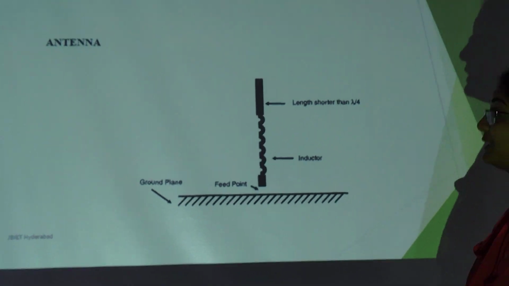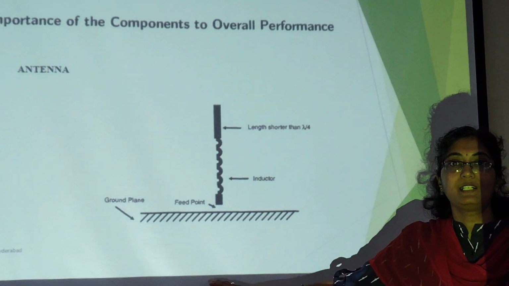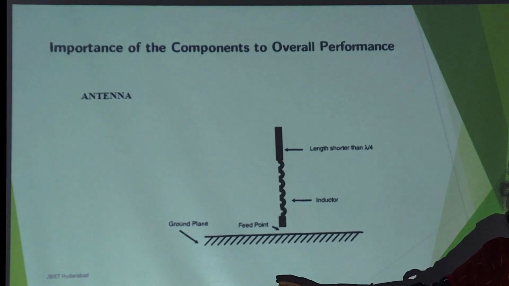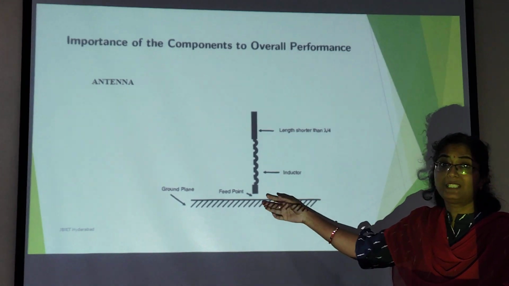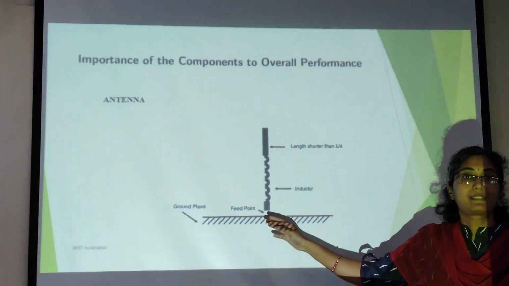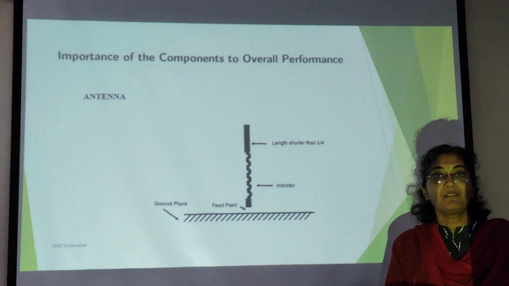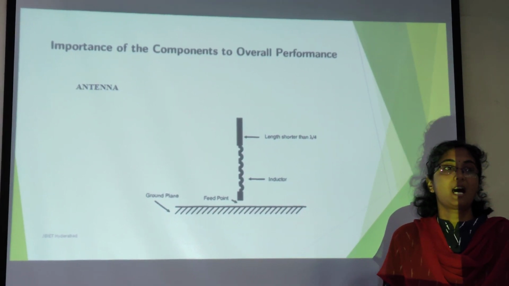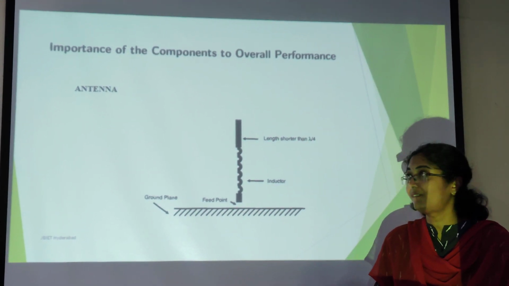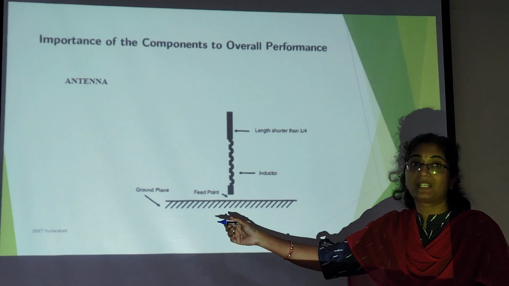Coming to the next one, we need to see in the RF front end what the different components present are and how those components affect the overall performance of our SDR architecture. Initially we talk about the antenna, which is the first component of our RF front end, where the signal is received.